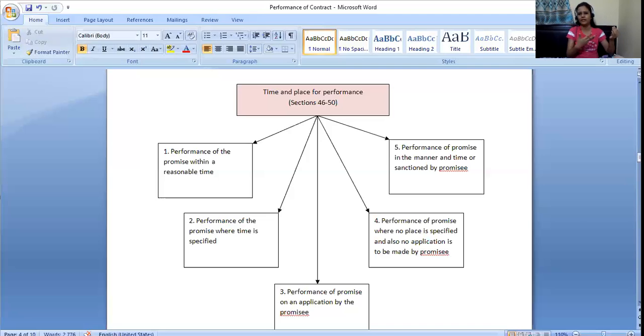So in that case, what happens? Performance of promise on an application by the promisee. You should ask me, or you should give me that chance to perform it. So take for example, I am a singer and you are the host of a certain event. I will perform only when you demand it, only when you call me to the stage. So it should be done when you are demanding it, at that point of time only the other person can perform it or fulfill his part of contract.